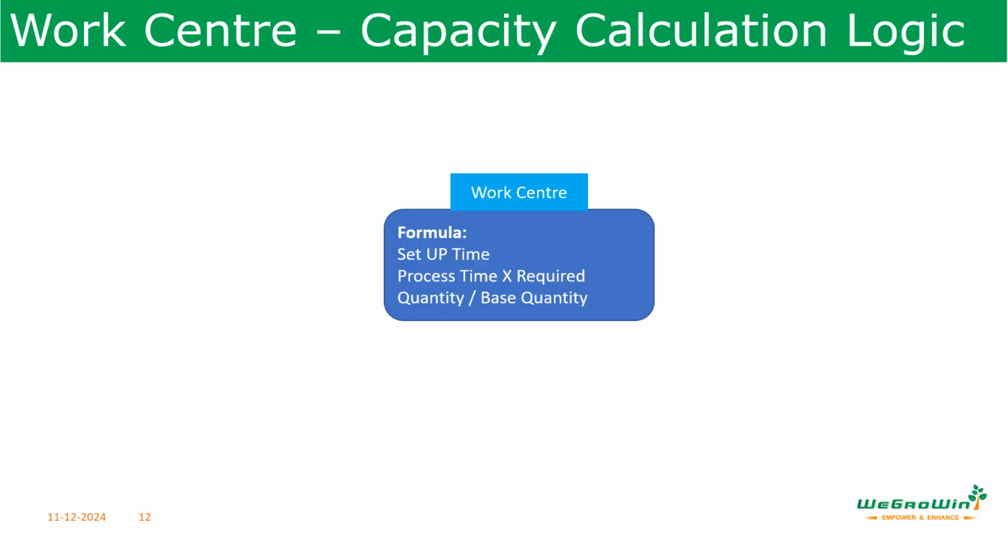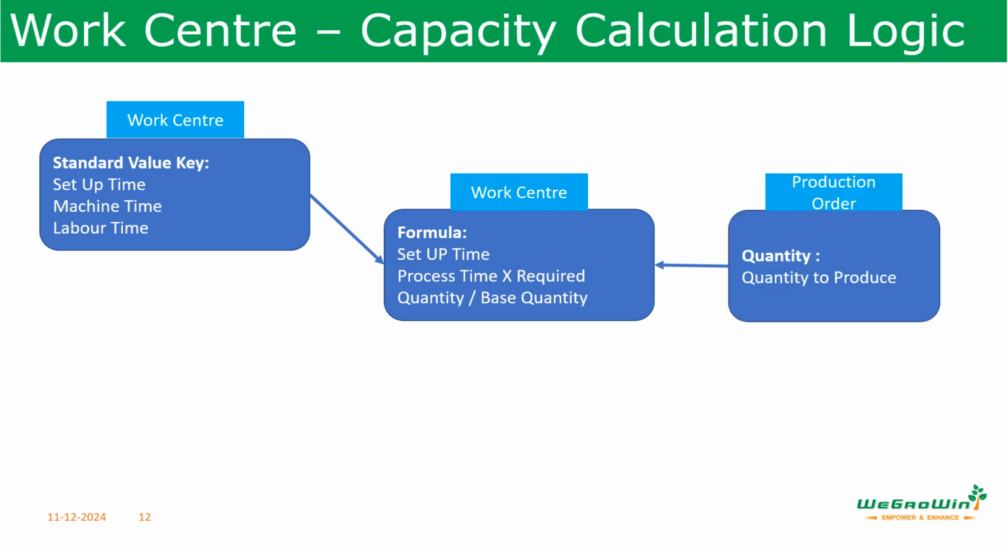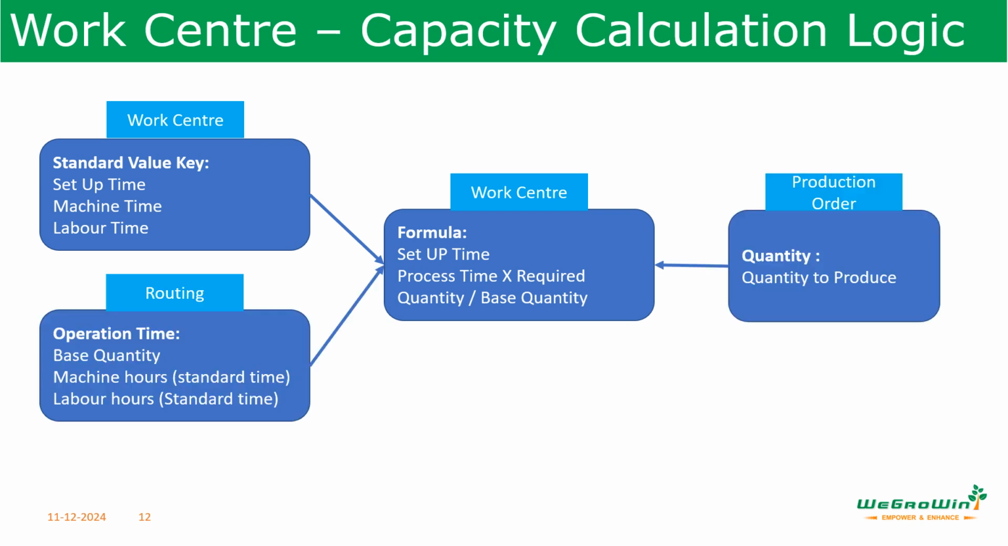And in work centers, how is the capacity calculated? The capacities are calculated based on the setup time, processing time, the required quantity, and the base quantity. The setup time and the processing time per unit come from the standard value key defined in work centers. The quantity to be produced comes from production orders.